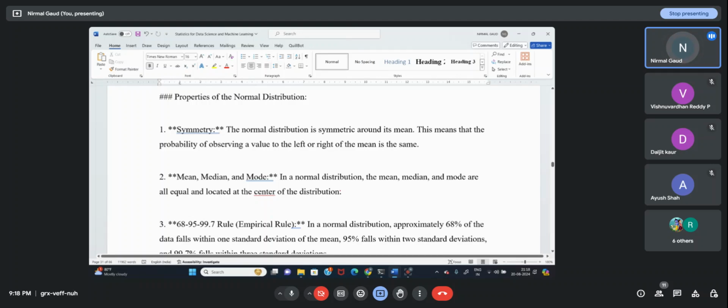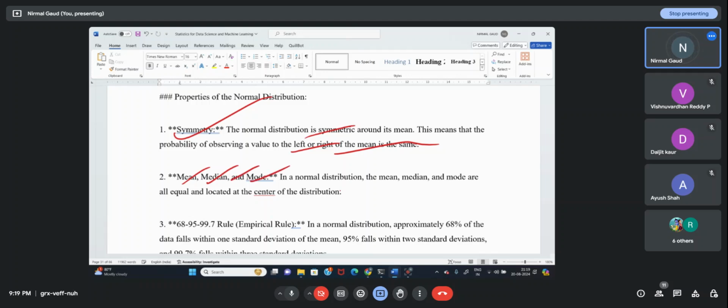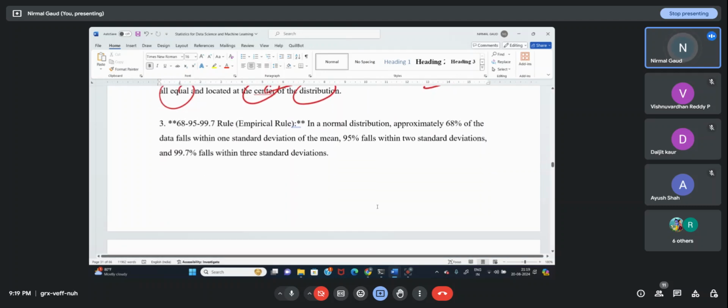Okay, so properties I already told. Symmetry, bell shape, left and right all are same. Mean, median, mode, they are also equal and located at the center of the distribution. I also marked that in my diagram. And it follows an empirical formula of 68, 95, 99.7. This is the empirical formula of normal.